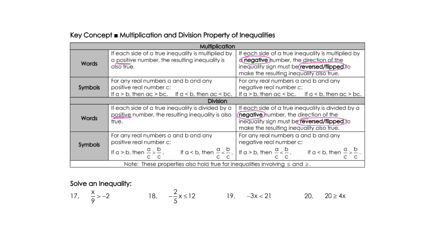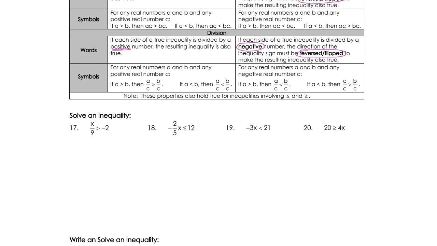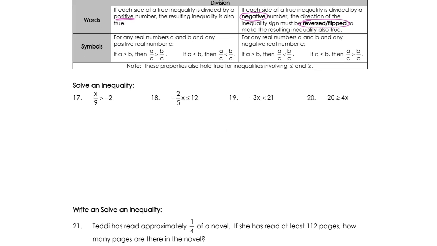So again, just to reiterate, when you're adding or subtracting, the sign never, ever, ever flips unless you're flipping around the order of your final answer. That's the only reason you would ever flip your inequality sign. For multiplying and dividing, if you multiply or divide by a negative number, that's when the sign flips. And you're going to see what I'm talking about on 17 through 20 here.